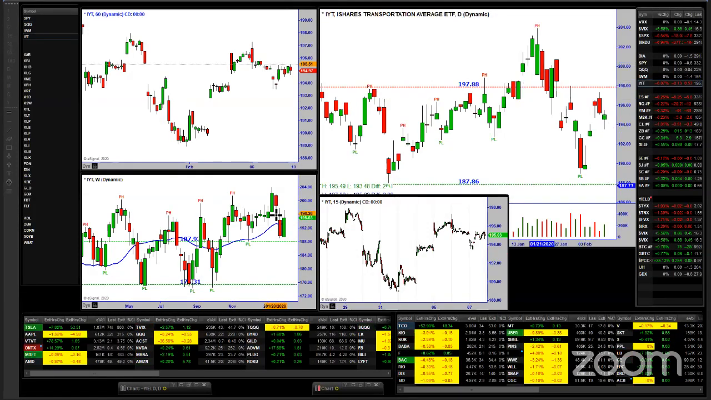Transports, same thing, breakout and a failure, held this major support level. So which way is it going to go? Can it recover? Can we get a miracle here? Or is it going back down to the bottom of the range? I don't know yet.